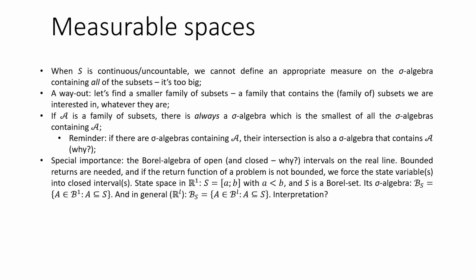When the set on which the random variable moves is continuous, we cannot define an appropriate measure on the sigma algebra if the sigma algebra contains all the subsets of the set. Simply put, this is too big. So we need to follow a different strategy. We need to find a smaller family of subsets, which is a family that contains the family of subsets we are interested in, whatever they are.